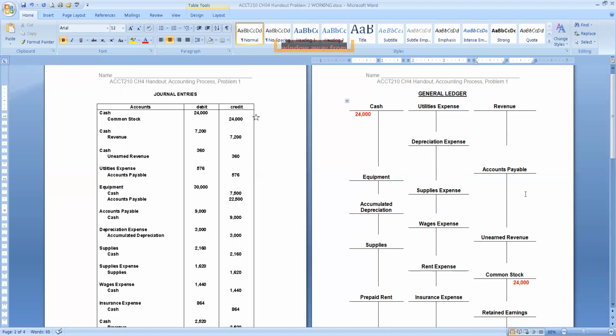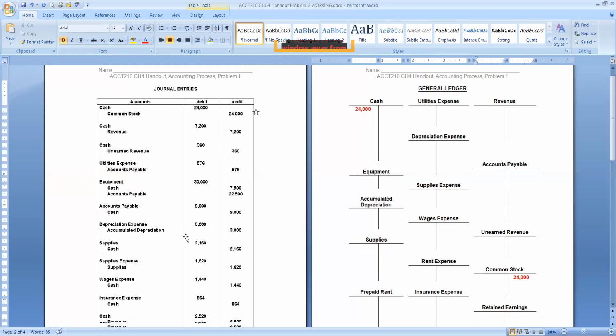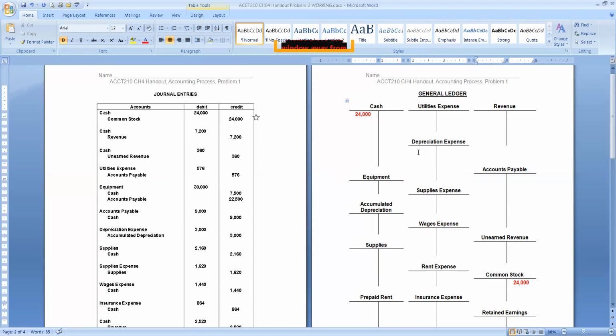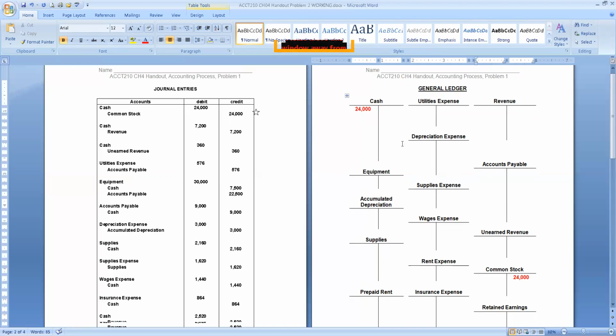So what we're going to do is go through here and fill out these accounts based on these journal entries. Basically, the journal entries are for a company that's brand new. They just opened up. The owner put in $24,000, and they had these journal entries for the year. So we're going to go through and do the general ledger for this first-year company.